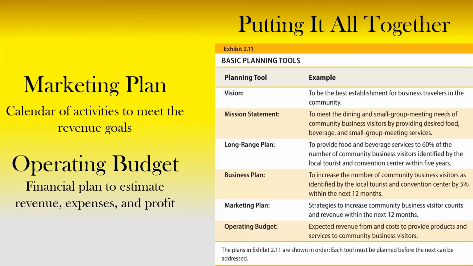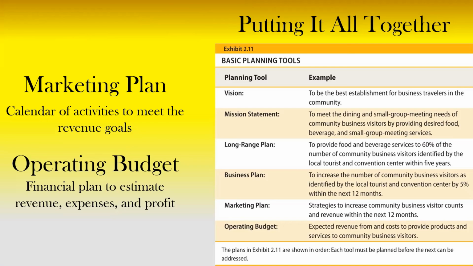So the vision, to be the best establishment for business travelers in the community. And then the mission statement, to meet the dining and small group meeting needs of community business visitors by providing desired food, beverage, and small group meeting services. The long-range plan is to provide food and beverage service to 60% of the number of community business visitors identified by the local CVB, Convention and Visitors Bureau, Tourist and Convention Center, within 5 years. And in order to do that, they're going to increase the number of community business visitors as identified by local tourists by 5% within the next 12 months.